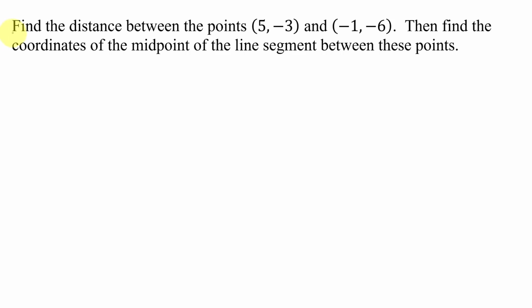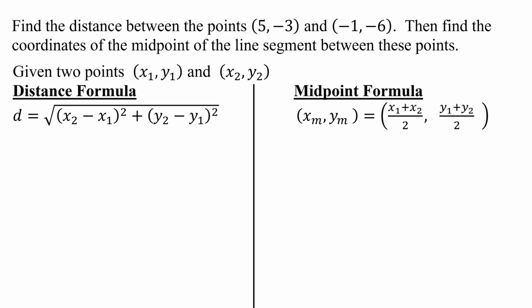In this example, I need to find the distance between the points (5, -3) and (-1, -6). Then I need to find the coordinates of the midpoint of the line segment between these points. Well, to find the distance and the midpoint, I'm going to need a couple of formulas, and here they are.